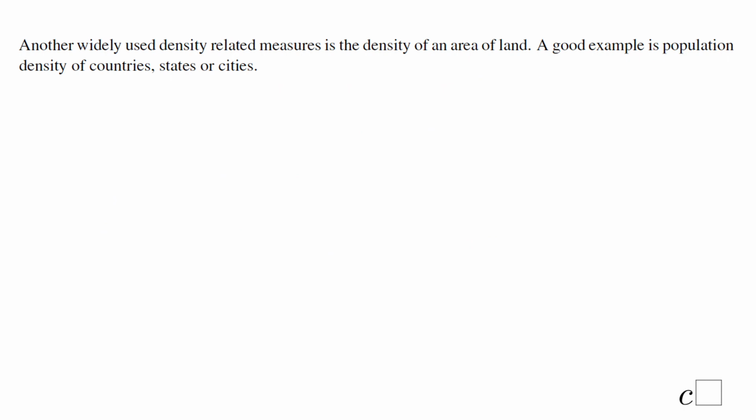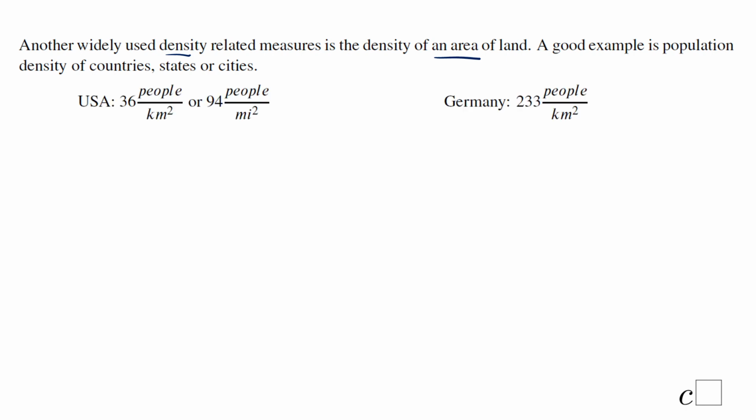Let's move to the second part of the lesson, and here we're going to look at another way to use density, when we have the density related to the area. What do we mean by that? Look here. USA has a density of 36 people per square kilometer or 94 people per square mile. You notice the numbers are different. Why? Because the denominators are different, square miles and square kilometers. But the density is the same. Germany, 233 people per square kilometer. Florida, our state, 401.4.